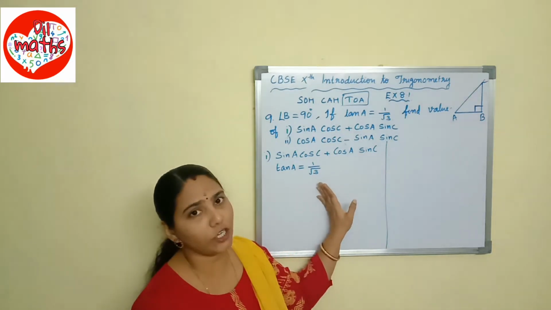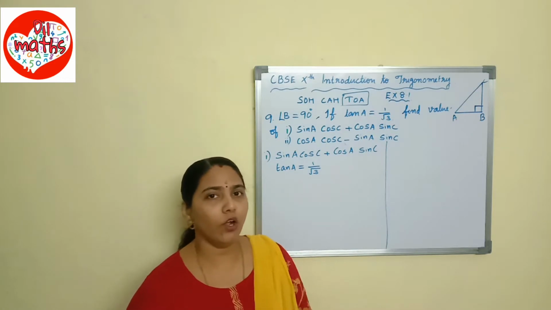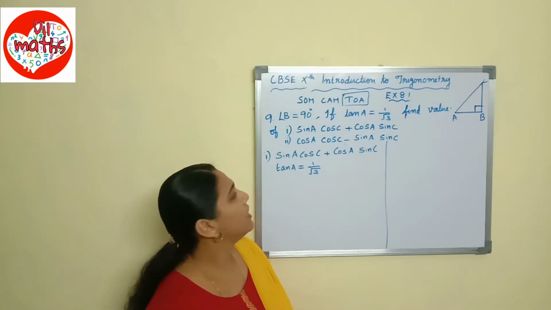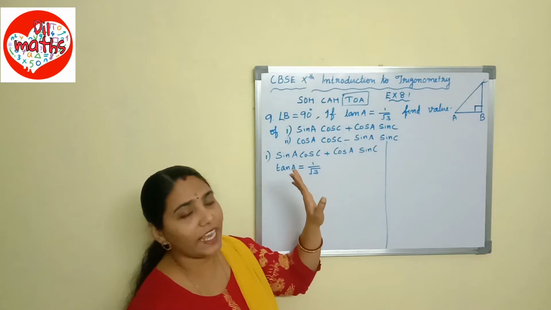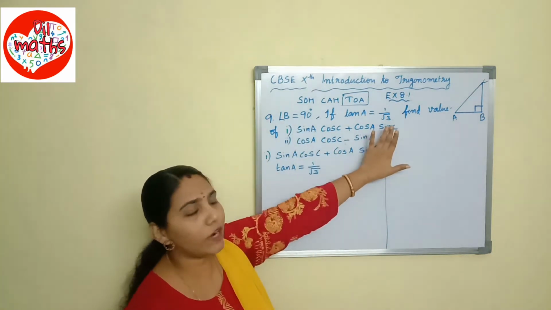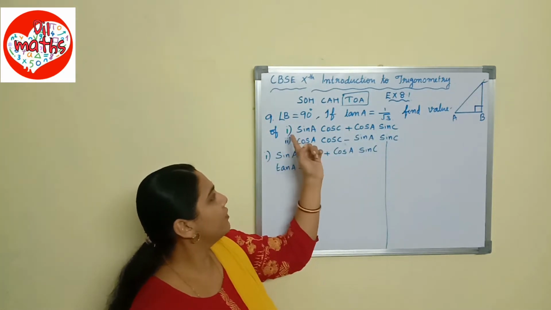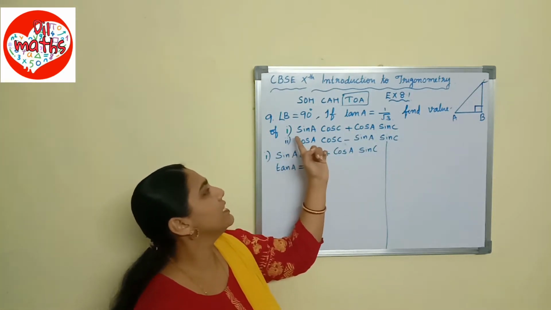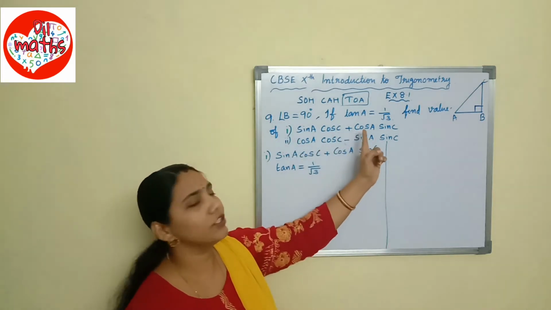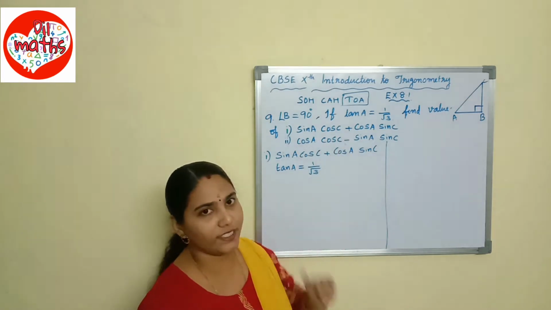Standard, Introduction to Trigonometry, Exercise 8.1, ninth question we are going to do now. What is the question given? In a right triangle ABC, angle B is equal to 90 degrees. If tan A is equal to 1 by root 3, find the value of: first subdivision, sin A cos C plus cos A sin C. You should find out the value of sin A cos C plus cos A sin C.